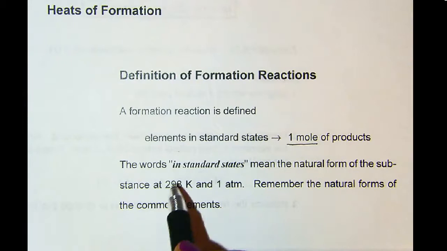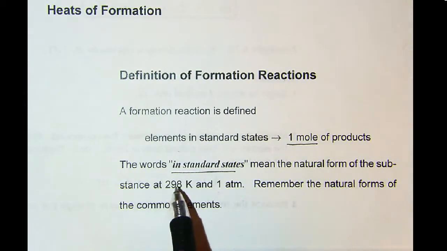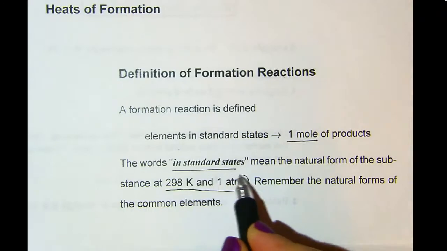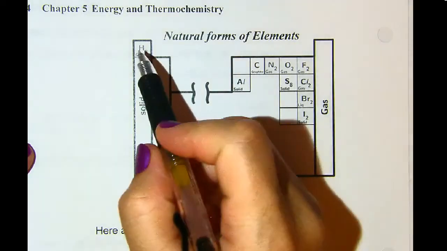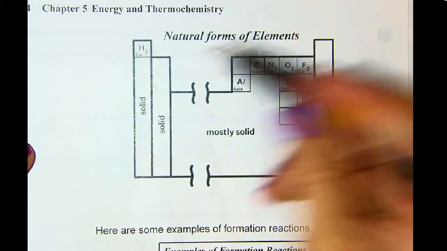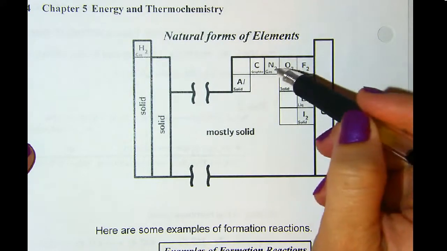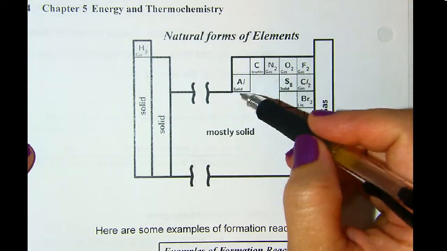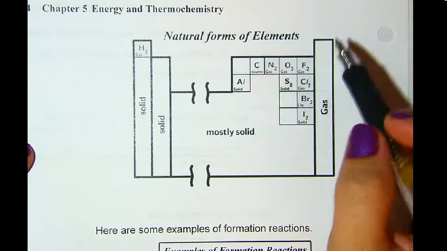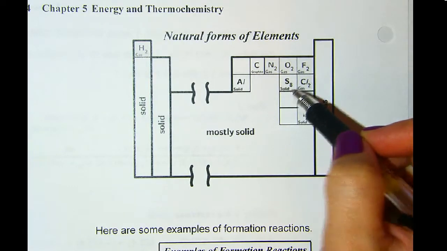The words "in standard states" mean the natural form of the substance at 298 Kelvin and 1 atmosphere. Remember the natural forms of the common elements. So here you have your diatomics: hydrogen gas, nitrogen, oxygen, fluorine, chlorine, bromine, iodine. That's their natural form. And then everything else tends to be in its normal state, like carbon and aluminum. S8 is for sulfur, and that would be considered the natural form of sulfur.